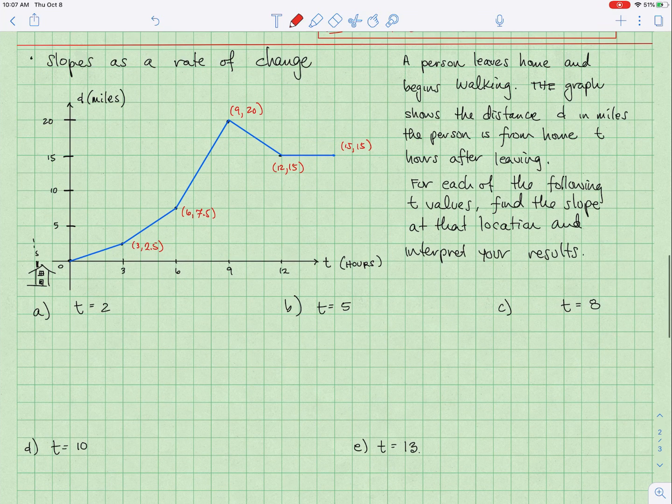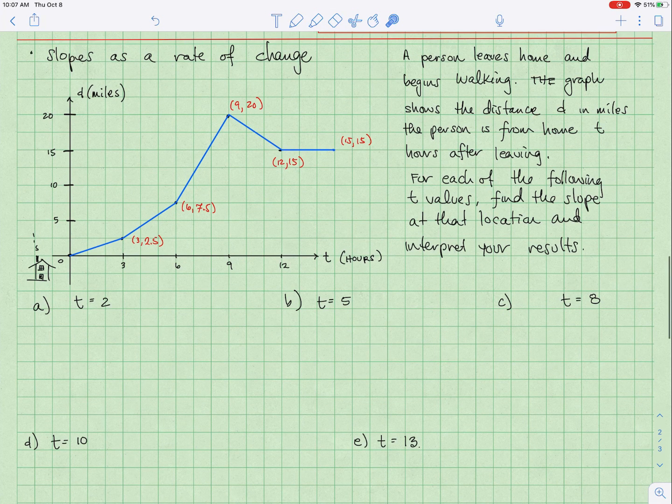And what this graph represents is, for some reason, we have a little home drawn here. This is the origin. This is not the x-axis, but in this case the t-axis, and it says it's measured in hours. And this is the d-axis, and it says it's measured in miles. The problem says a person leaves home and begins walking. The graph shows the distance d in miles the person is from home, t hours after leaving home.